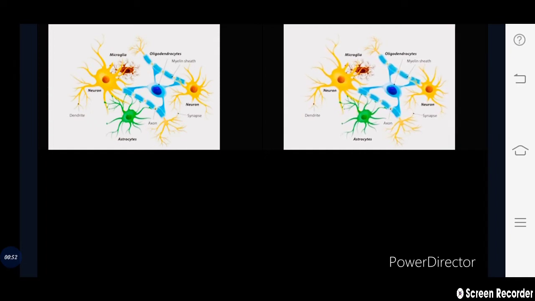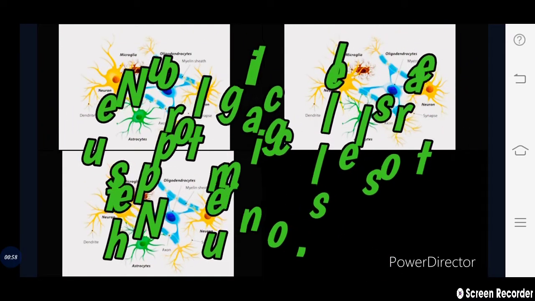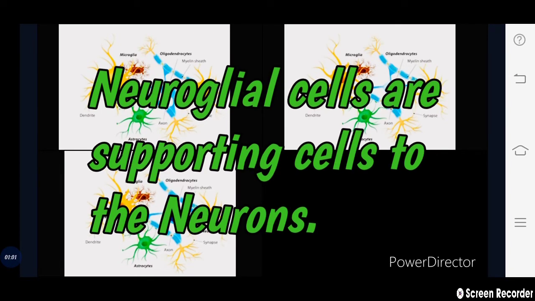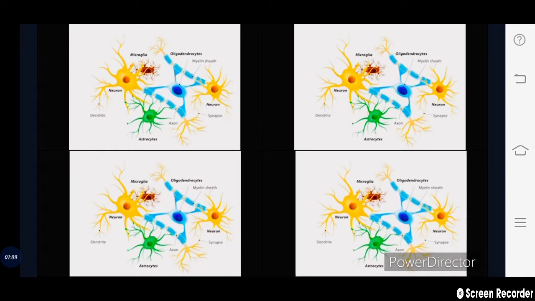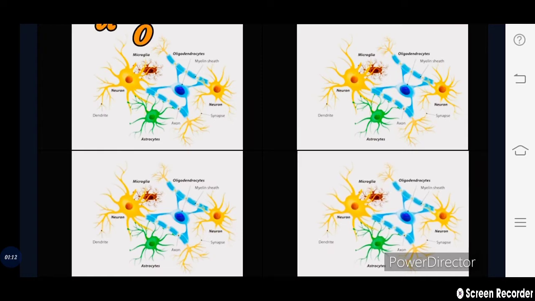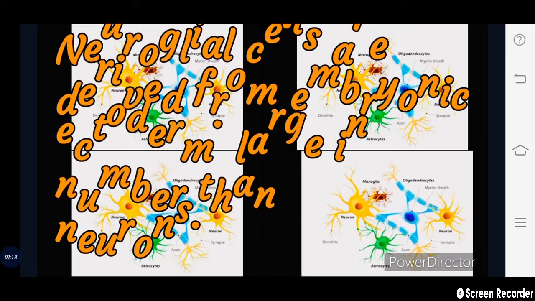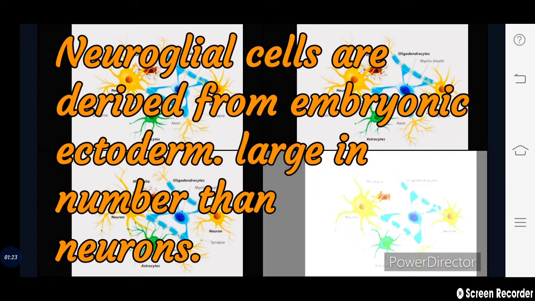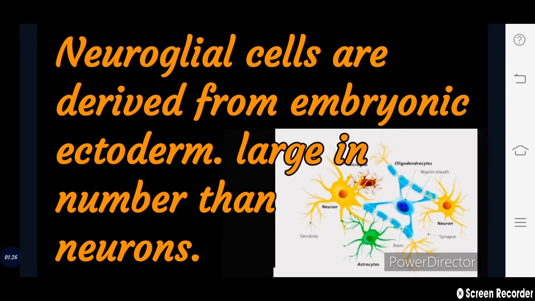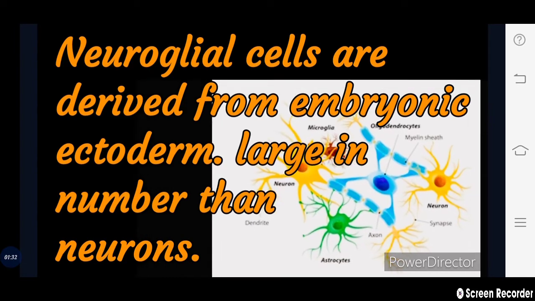So what are these neuroglial cells? These are the supporting cells, and neuroglial cells are derived from the embryonic ectoderm. They support the central nervous system as well as the peripheral nervous system. In this way the neuroglial cells are larger in number than the neurons. So we shall see the different types of neuroglial cells, and with these different types we shall also study their structure and their functions.